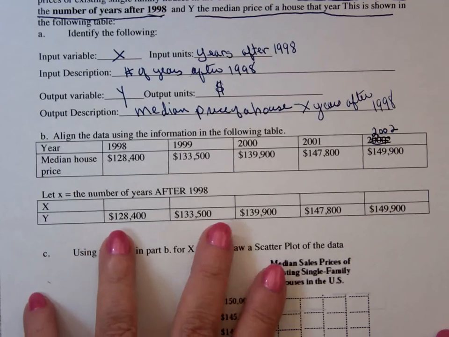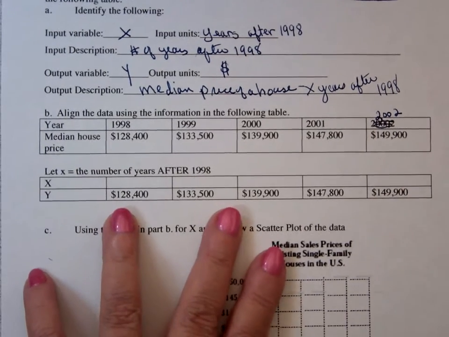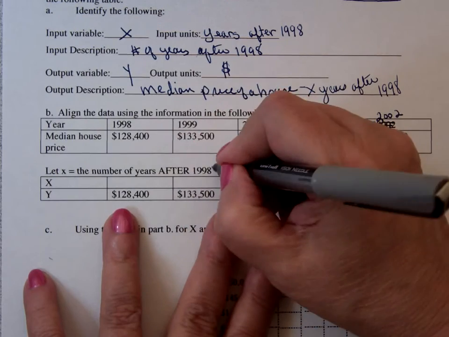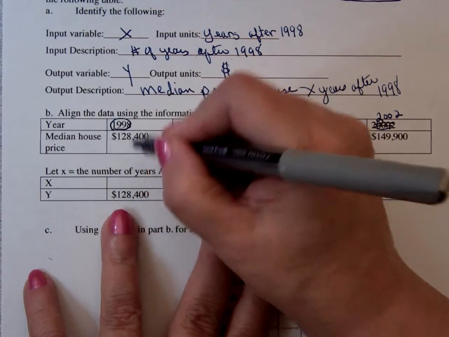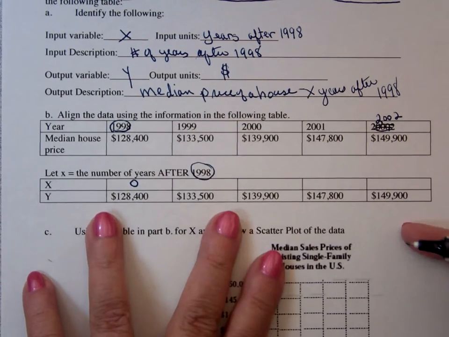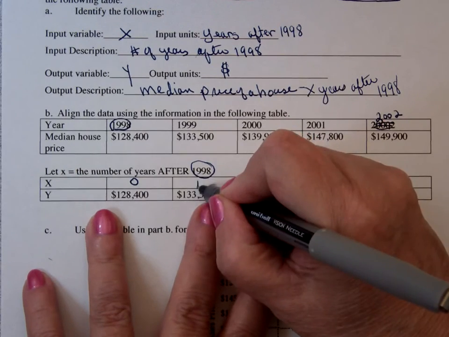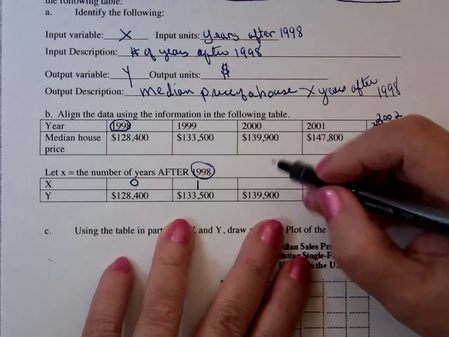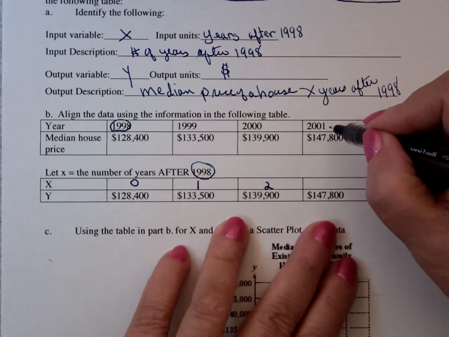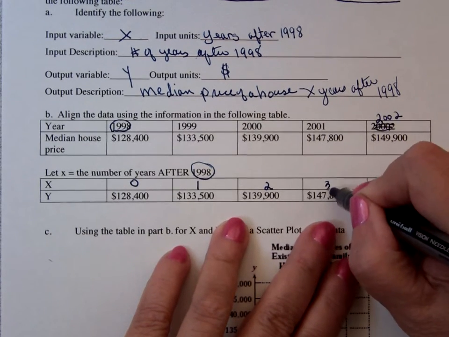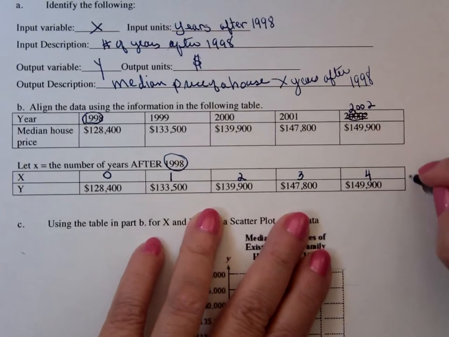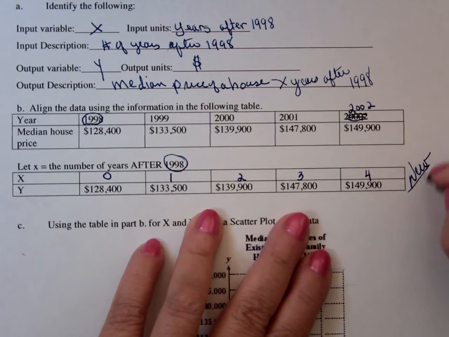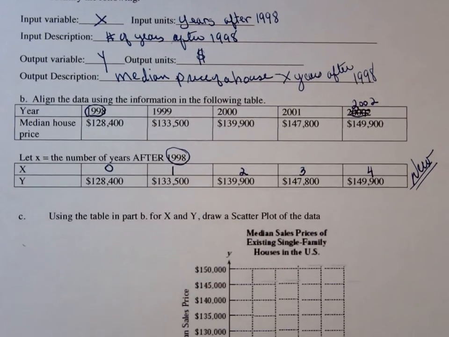And when it says align the data, that means this. X is the number of years after 1998. So 1998 is my start year, so it's 0. 1999 is 1 year after. 2000 is 2 years after. 2001 is 3 years after. 2002 is 4 years after. This is my new T-bar chart. That's what I'm going to be dealing with. The reason why we do that is to keep the size of our numbers small.